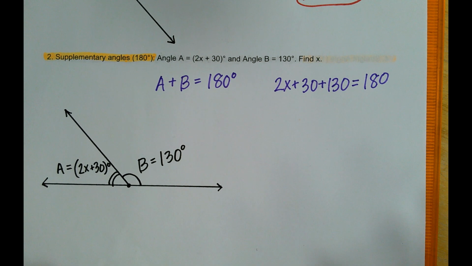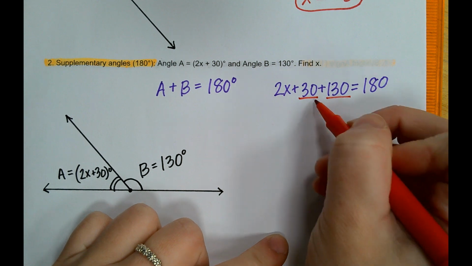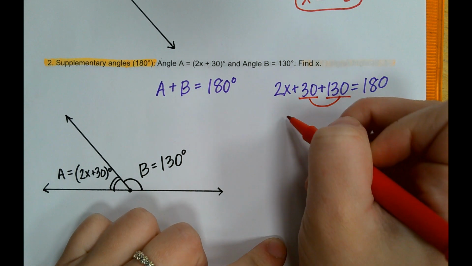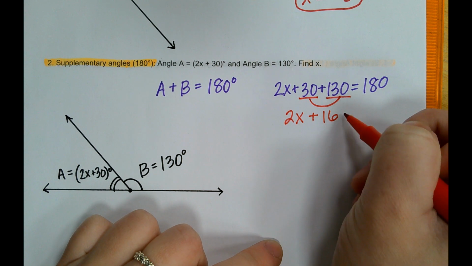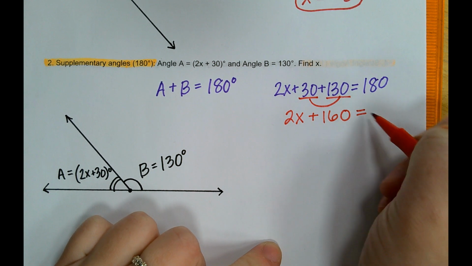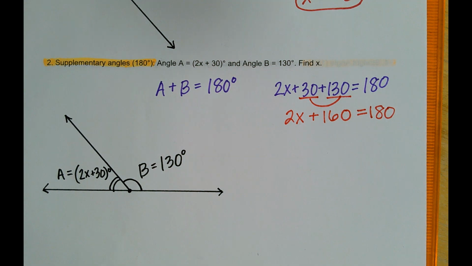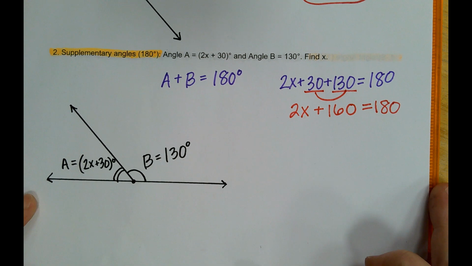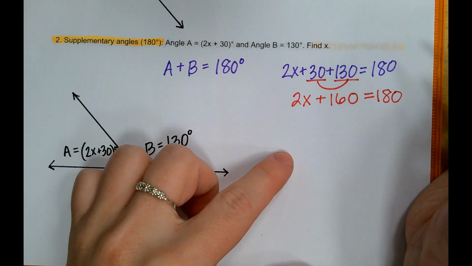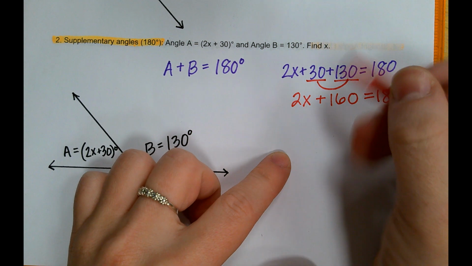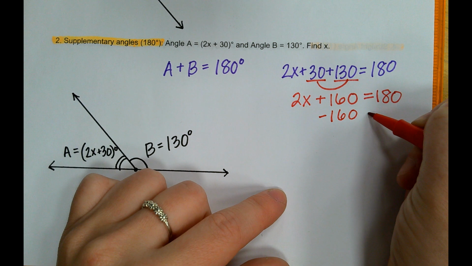Okay. Do I have any like terms? 30 and 130. Yes, ma'am. What happens when I add those together? Yes, perfect. 2x plus 160 equals 180. Okay. And what do I do next? Yes. Minus 160.